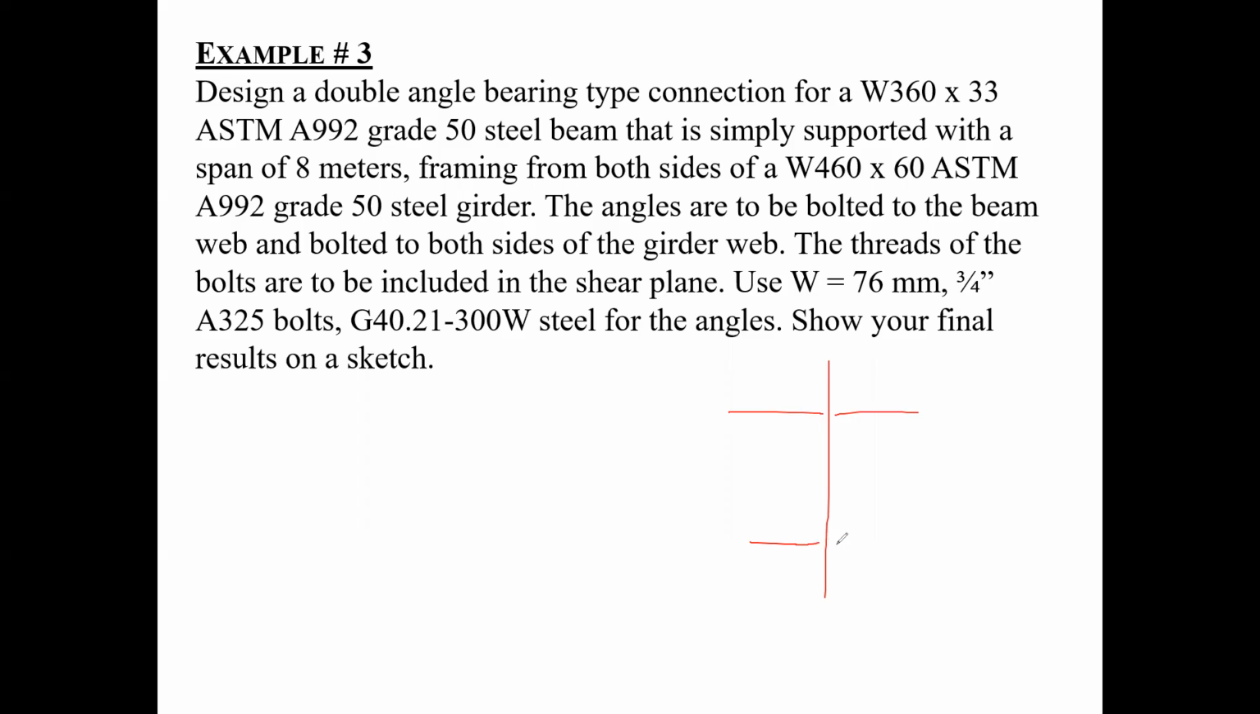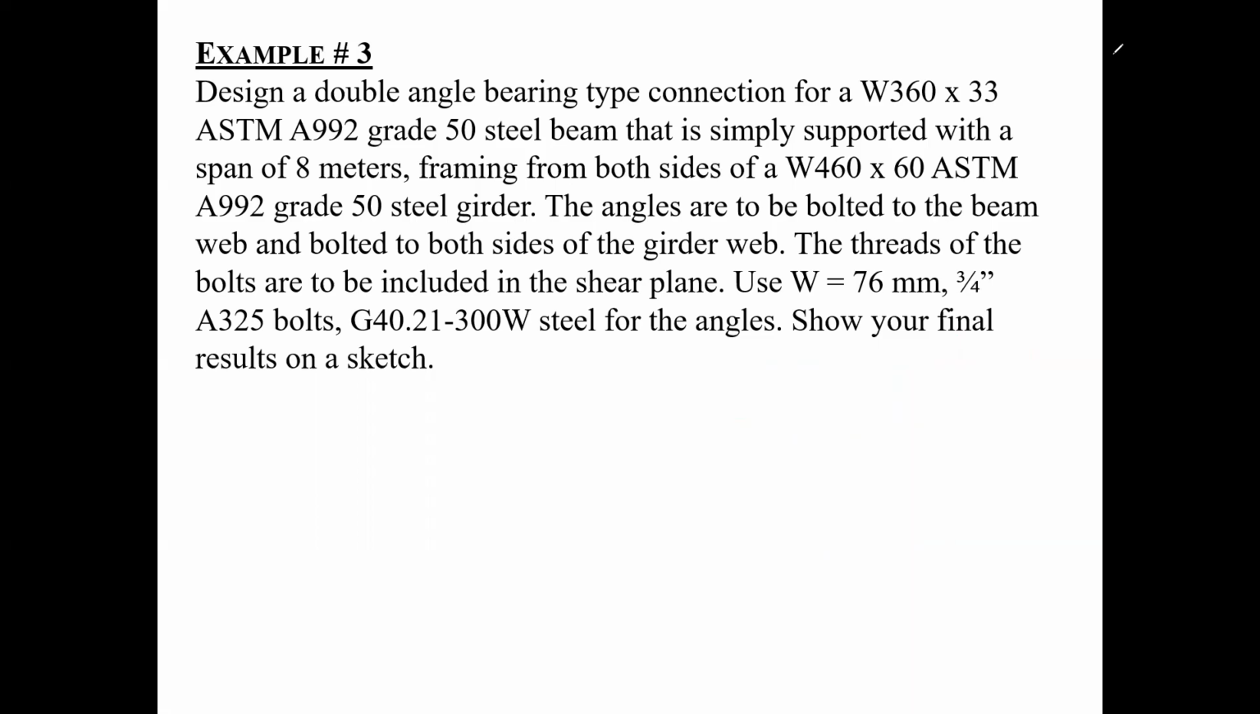So this is my girder. This is my W460 by 60, and these are my W360s by 33, and they're both framing on both sides of this girder, okay? And of course, like I said, that is a typical layout when you have a girder and then you have like a third of the span, a third of the span. That's a very typical framing for a floor, especially when you have large spans, a beam girder.